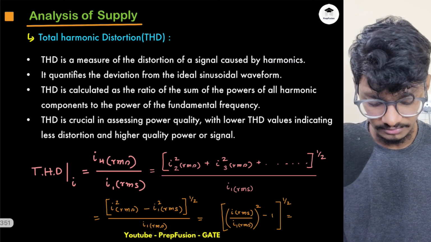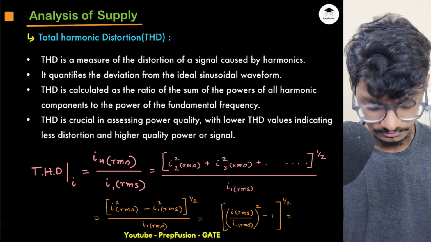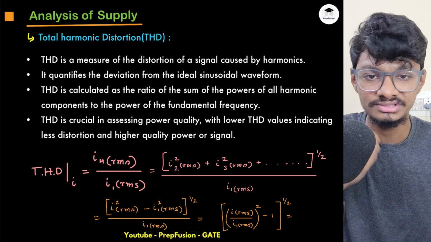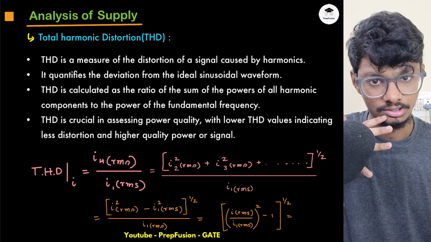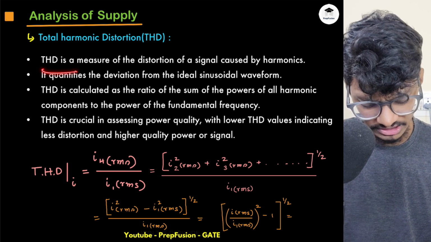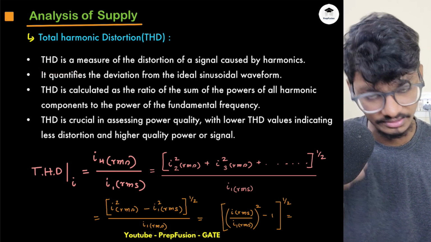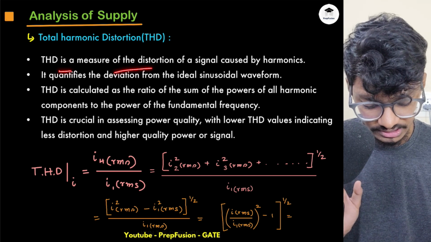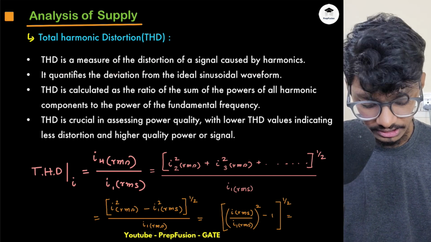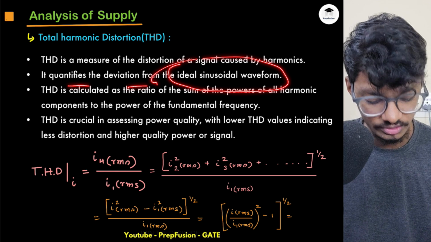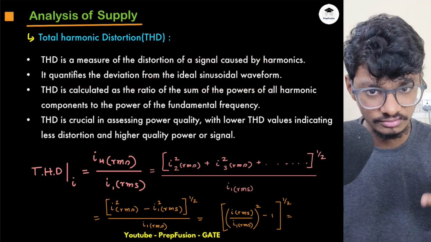There is another term known as total harmonic distortion. Total harmonic distortion means how much amount of harmonics are present in the supply current. This I've also explained in my prerequisite, so I will not go through it totally here. THD is a measure of distortion of a signal caused by harmonics. It quantifies the deviation from the ideal sinusoid. How much am I deviating from the ideal sinusoid?